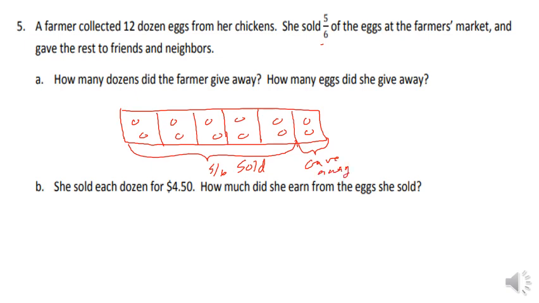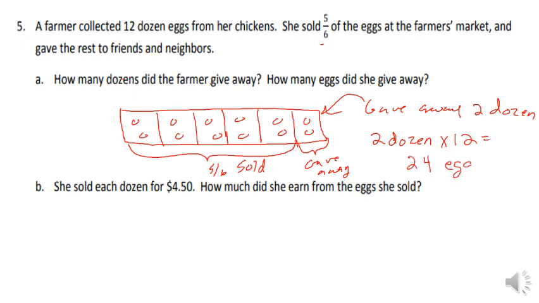So the first question says, how many dozens did the farmer give away? Well, she gave away 2 dozen. How many eggs did she give away? Well, I know there's 2 dozen, and I know there's 12 eggs in a dozen. So that'll be 24 eggs she gave away.